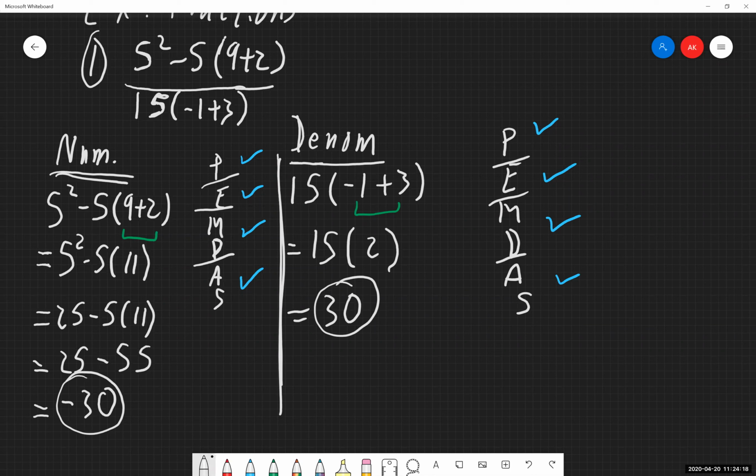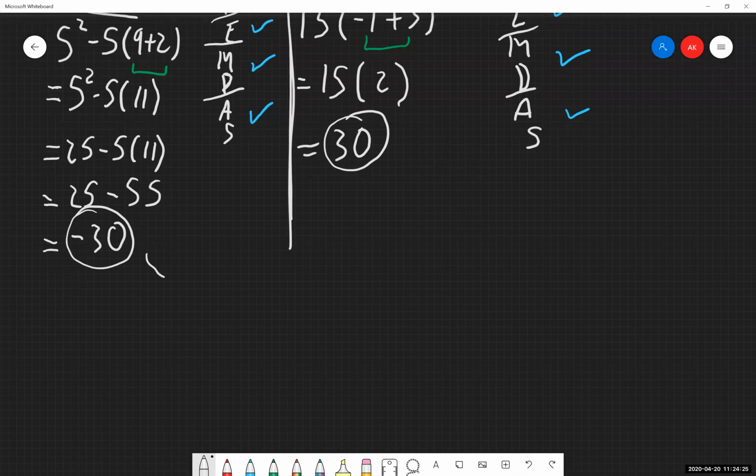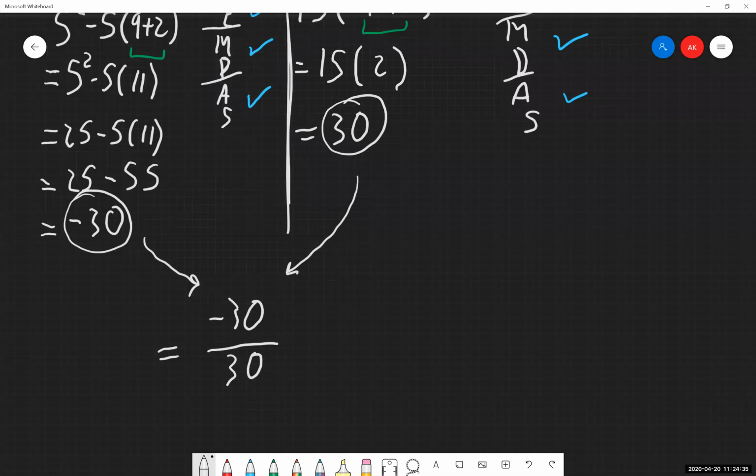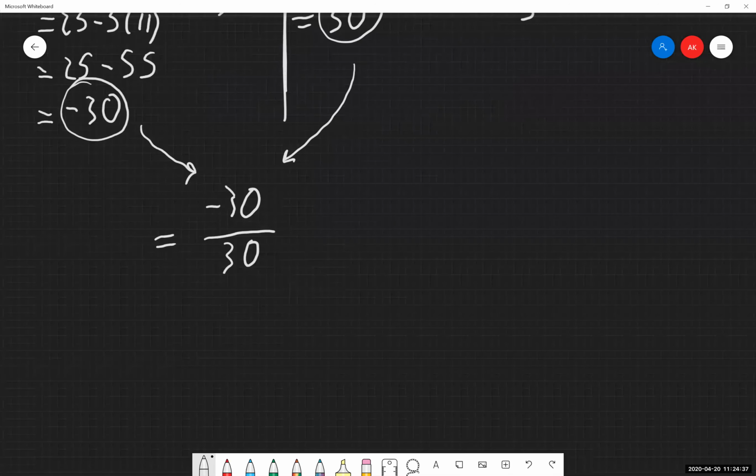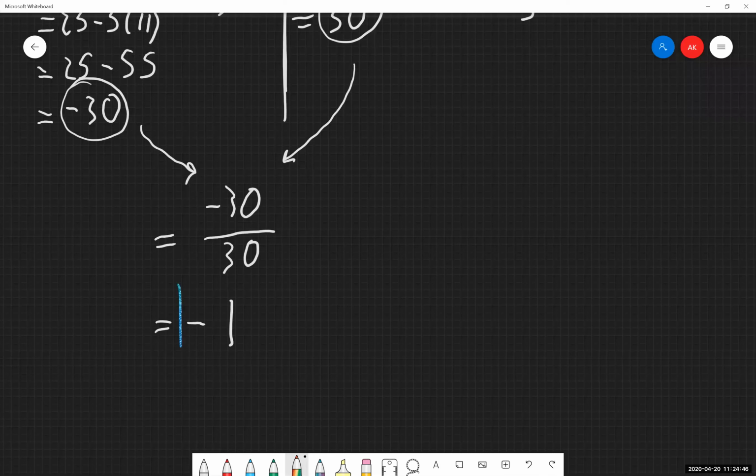So I have my numerator value. I have my denominator value. Let's bring it all together. So my fraction is really negative 30 over 30. And now, can I simplify this any further? I've got negative 30, a negative divided by a positive, which means I'm going to have a negative answer. 30 divided by 30 is just 1. So my final answer is negative 1.